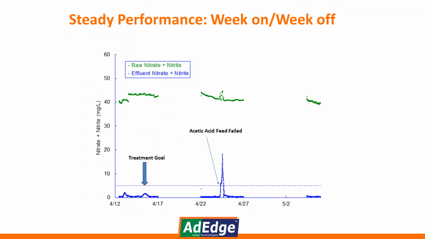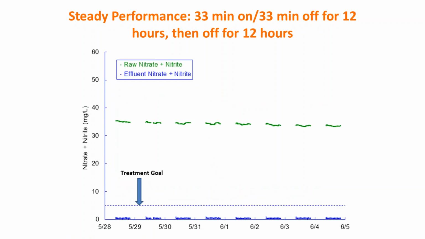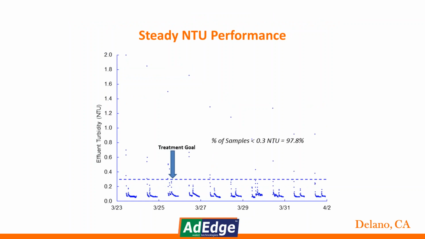There was an acetic acid pump failure in the middle of that test. They actually lost prime on that. They went back out, reprimed it, and as you can see, the treatment performance went right back down. Again, it never did spike above 4 or 5 milligrams as nitrogen there. Here's a 33-minute on test for 12 hours. Here's some more steady-state NTU results from the Delano, California plant. You can see 97.8% of all the samples are below 0.3 NTU.